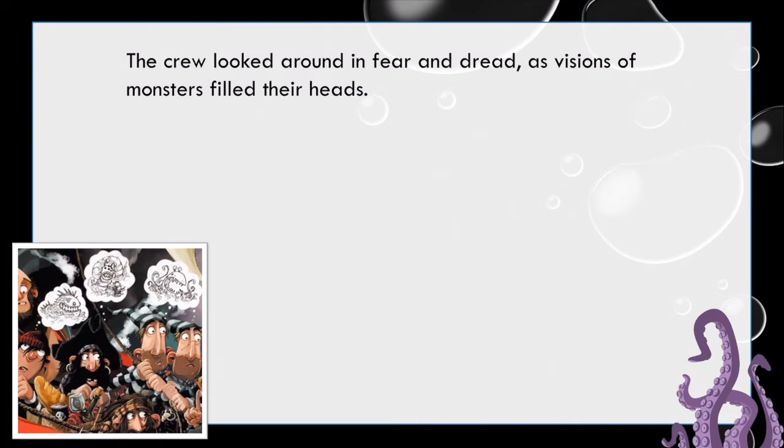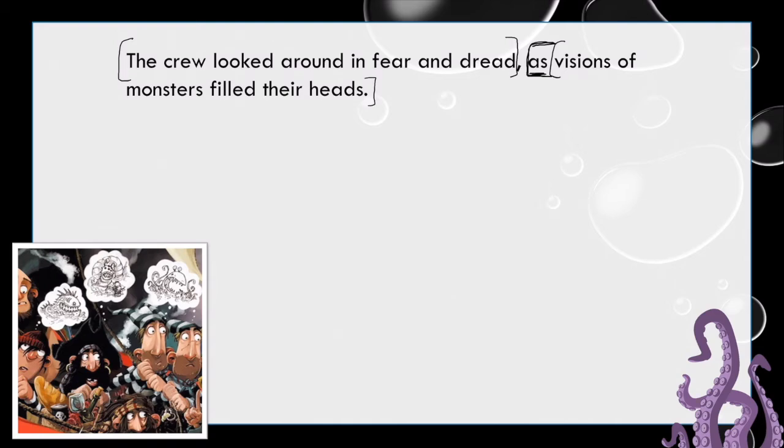We've got "as" acting like a conjunction, joining two clauses together. We've got the crew looked around in fear and dread, and we've got visions of monsters filled their heads. And we put "as" to join the two together. "As" is actually part of this one. And we could arrange this sentence as visions of monsters filled their heads, the crew looked around in fear and dread. It would work just as well if we swapped it over.